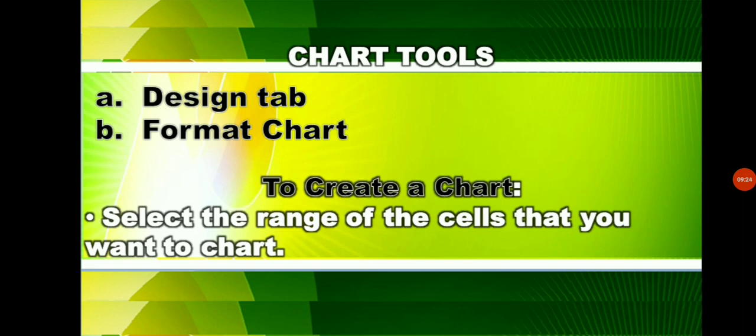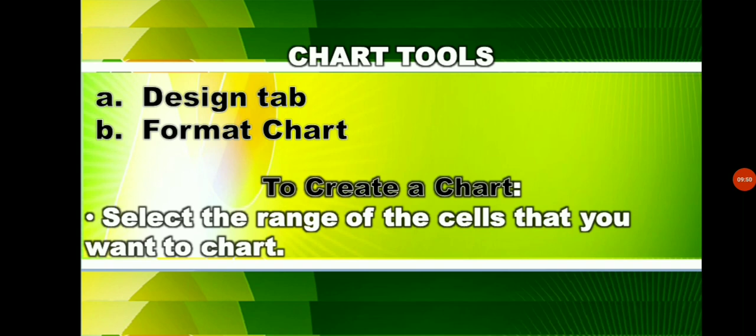Also, the chart layout tab contains insert, labels, axes, background, analysis, and properties tools. It is used to add shapes, design, labels, and background. And the format tab contains shape styles, WordArt styles, arrange, and size tools. This is used for formatting.